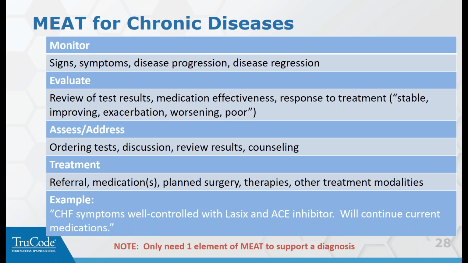Again, this is an example of the types of things that you're looking for in the MEAT criteria to determine whether this is a legitimate chronic illness or diagnosis to code. Are they monitoring signs and symptoms? Are they looking at disease progression and regression? Are they reviewing test results, looking at medication effectiveness, how the patient's responding to treatment? Are they ordering tests, talking with the patient or the family, reviewing results, counseling? Are they referring to other providers? Are they changing medications?